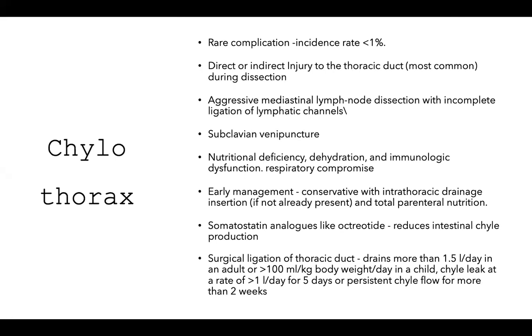postoperative complication. Early management is conservative, with intrathoracic drainage insertion if not already present, and total parenteral nutrition. Somatostatin analogs like octreotide can reduce intestinal chyle production and in some patients can be considered. Eventual treatment is surgical ligation of the thoracic duct, specifically if it is draining more than 1.5 liters a day in an adult and more than 100 ml per kg per day in a child. Chyle leak at a rate of less than 1 liter per day for 5 days, or persistent chyle flow for more than 2 weeks, can be a concern.